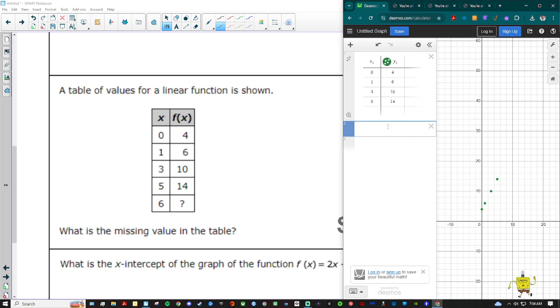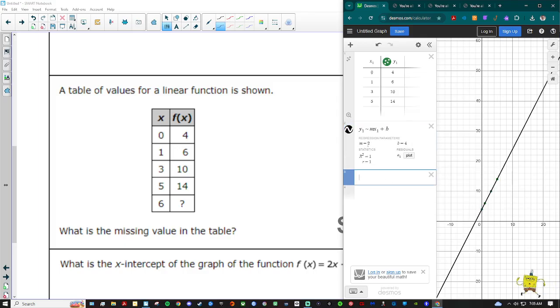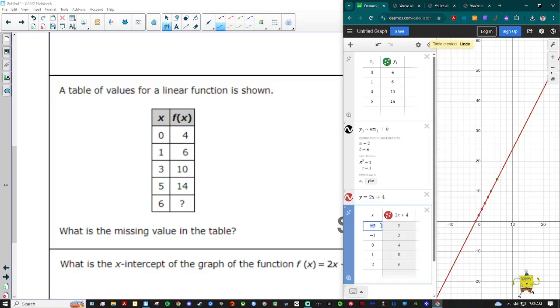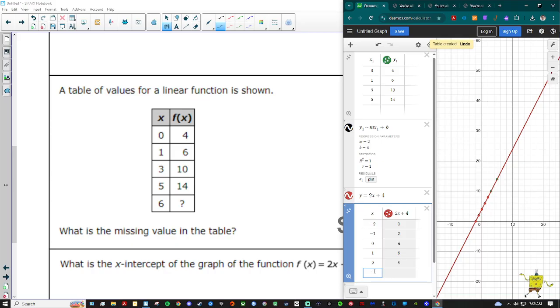And what I'm going to do is use my cheat code, y1 squiggly mx1 plus b. I get m is 2 and b is 4. So y equals 2x plus 4. I plugged in 2 for m and 4 for b, and I get this nice straight line. I'm going to turn this into our table, and we can type in a 6, and we get 16.